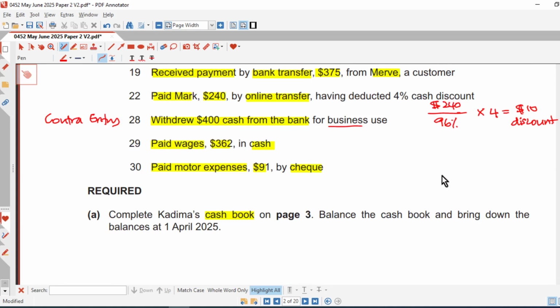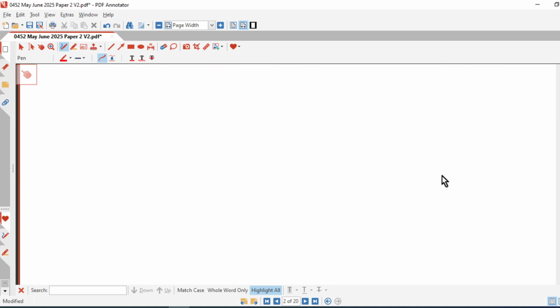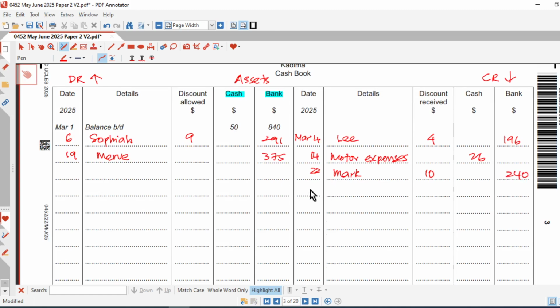28, there's your contra entry. So you just gotta be a bit careful with contra entries. Do remember they will appear on both sides of your cash book, one on the debit, one on the credit. So on the 28th, you took out $400 cash from the bank. Now this is gonna be parked into the cash account on the debit side. Bank reduces, cash increases. That's your contra entry right there.